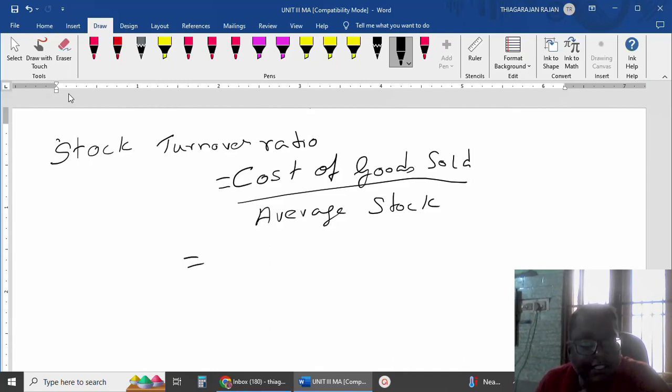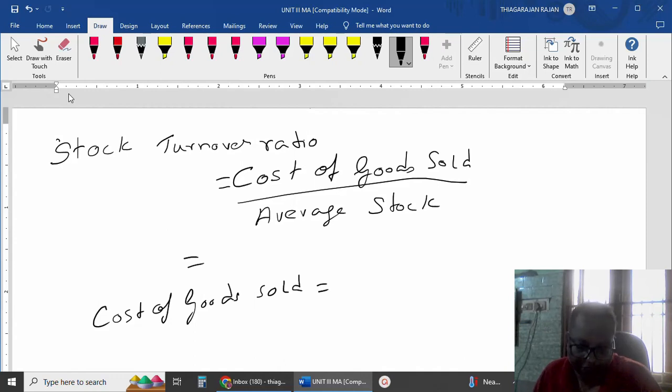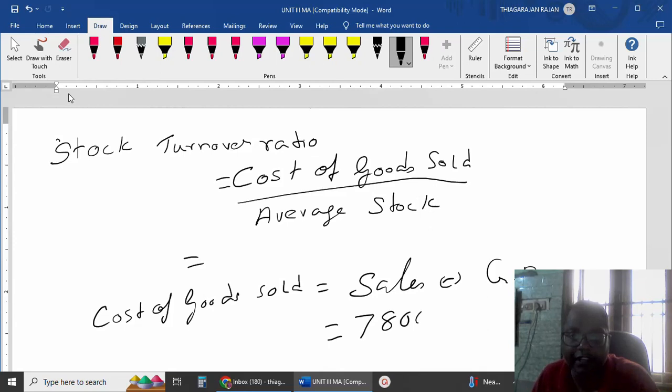Keep in mind, sales is different and the cost of goods sold is different. Here from the sum you have to calculate cost of goods sold. Cost of goods sold is sales minus gross profit. From the problem you have the sales 78,000. The gross profit is already calculated, 36,480. So which comes to 41,520, the cost of goods sold.